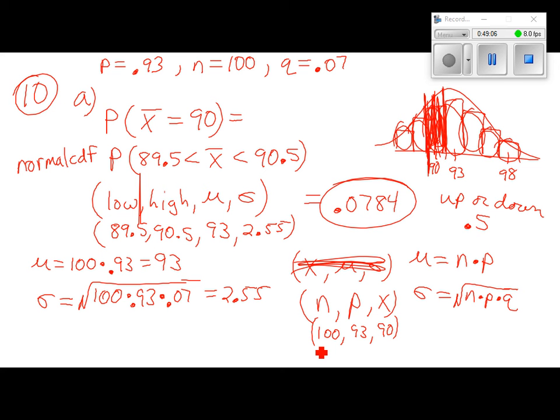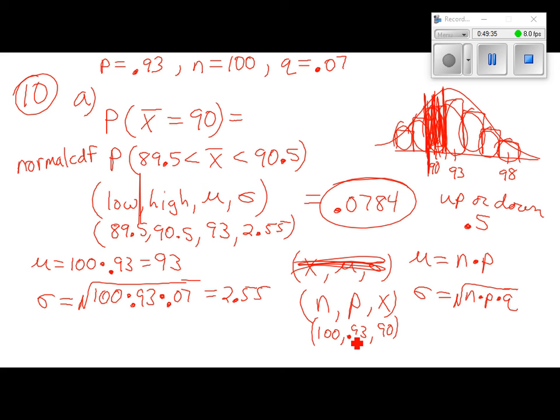Did you have to put in .93? Yes. Same thing. Then 100, 0.93, and then 90. When you put in .07 or 93, you got a domain error. Yeah, I guess .93 is our probability.